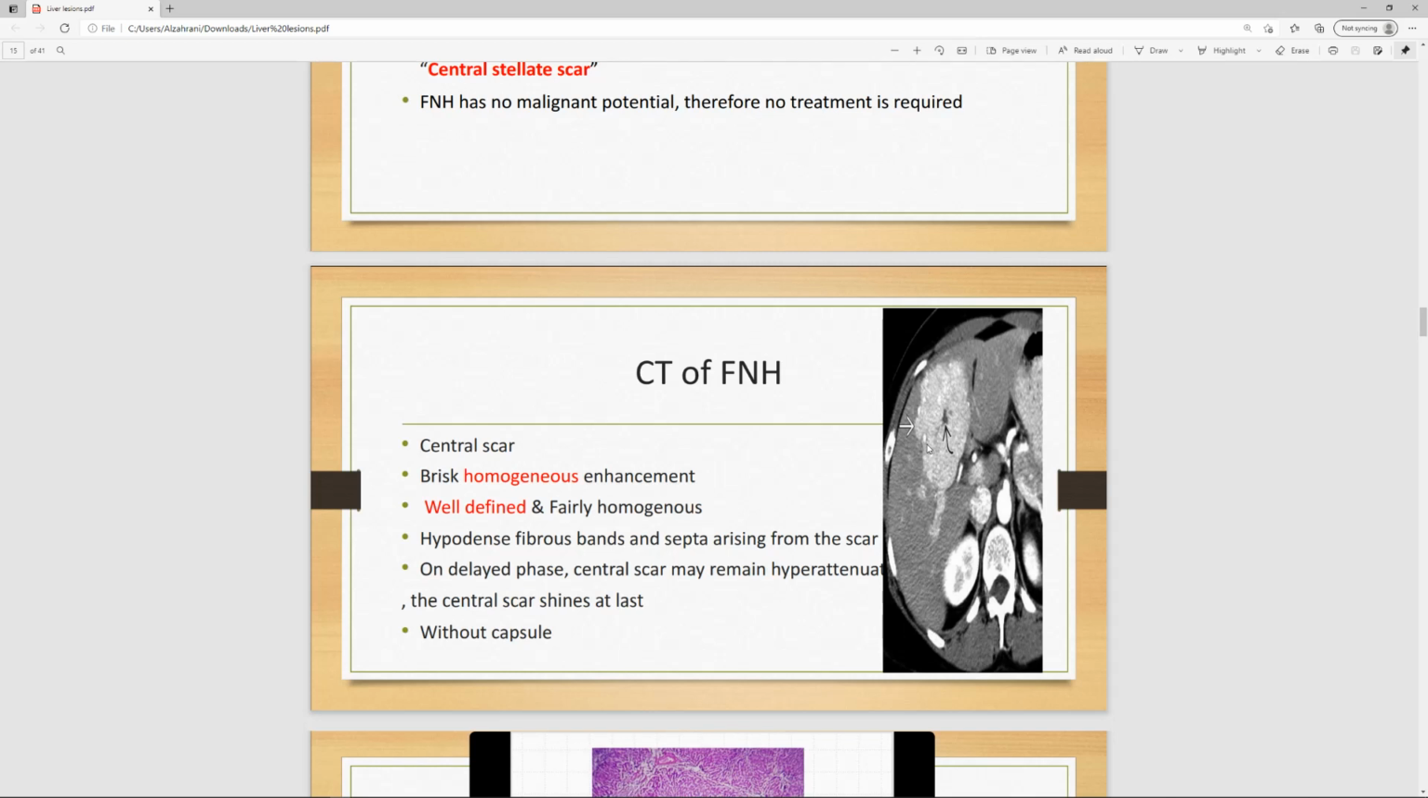So they call it brisk homogeneous enhancement. It is well defined, although it's not very well defined. You can see some bulging masses, but it is considered defined compared to other lesions. Hypodense fibrous bands and septae arising from the scar.